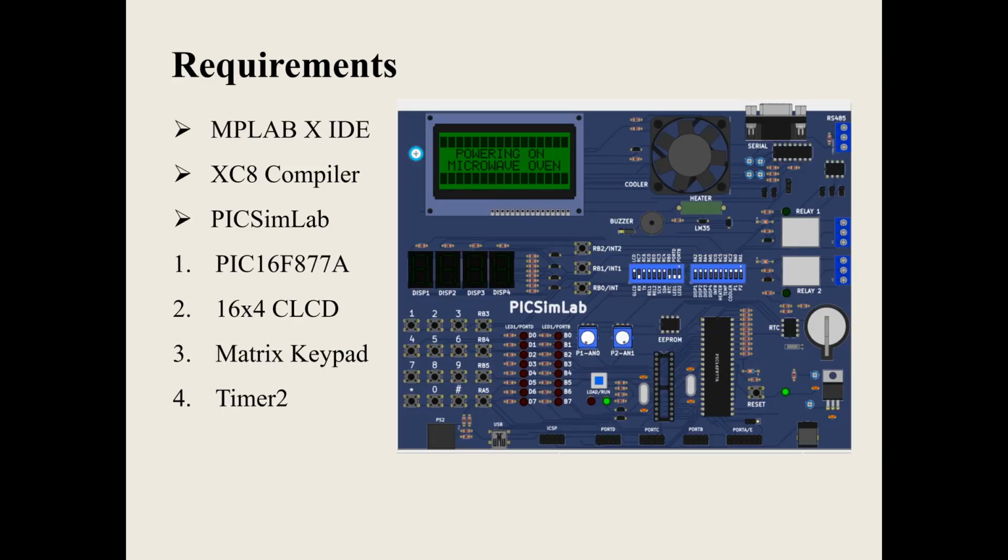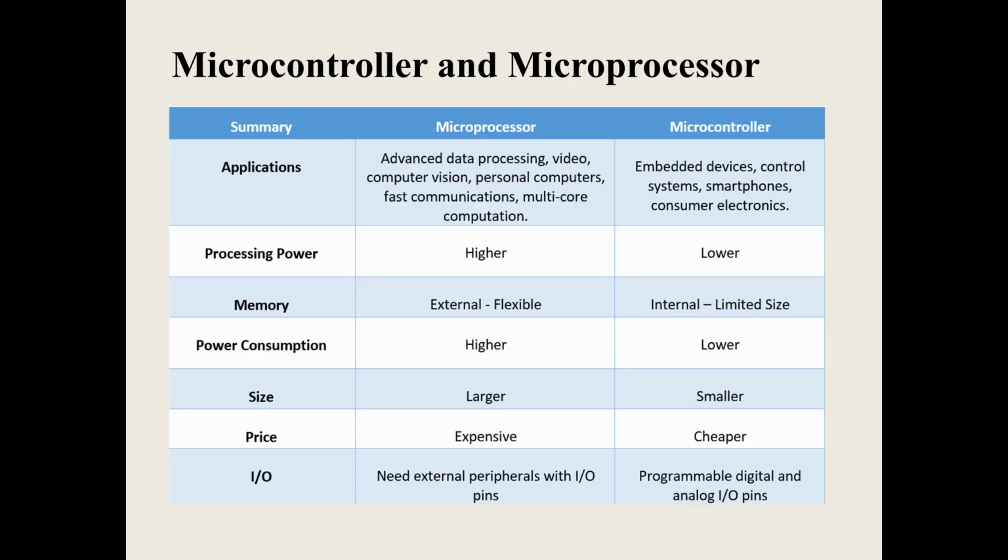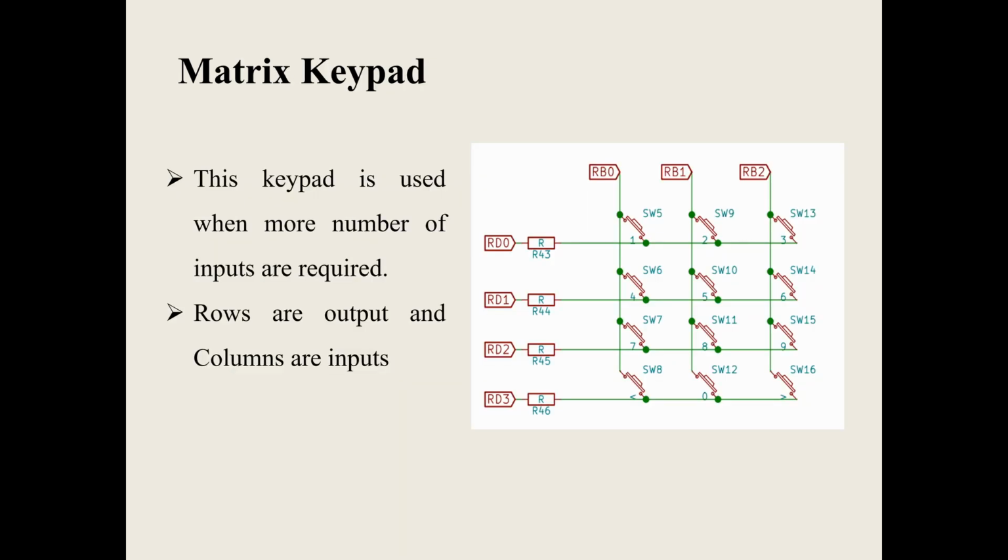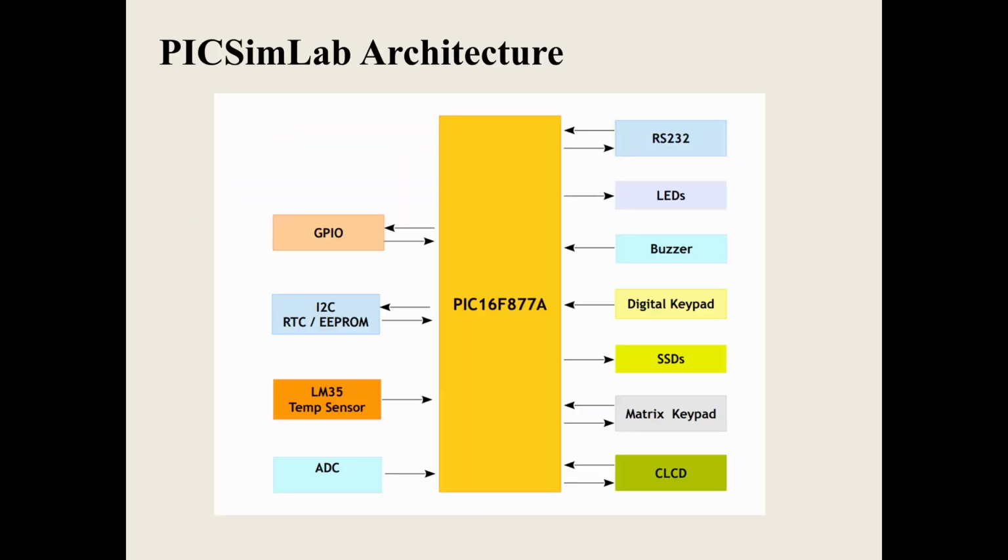These are the requirements to build our project: MPLAB X IDE, XC8 compiler, PIC SimLab, PIC 16F877A microcontroller, 16x4 CLCD, matrix keypad, and timer 2. Here are the few differences between microcontroller and microprocessor. Matrix keypad. This keypad is used when more number of inputs are required. With respect to microcontroller, rows are output and columns are inputs.